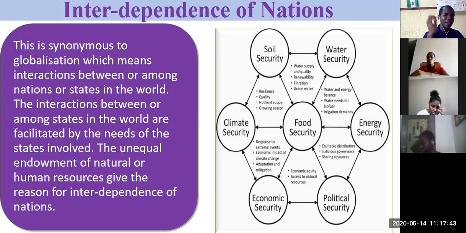And what facilitates this interaction happens to be on the ground of the needs of the nations involved.